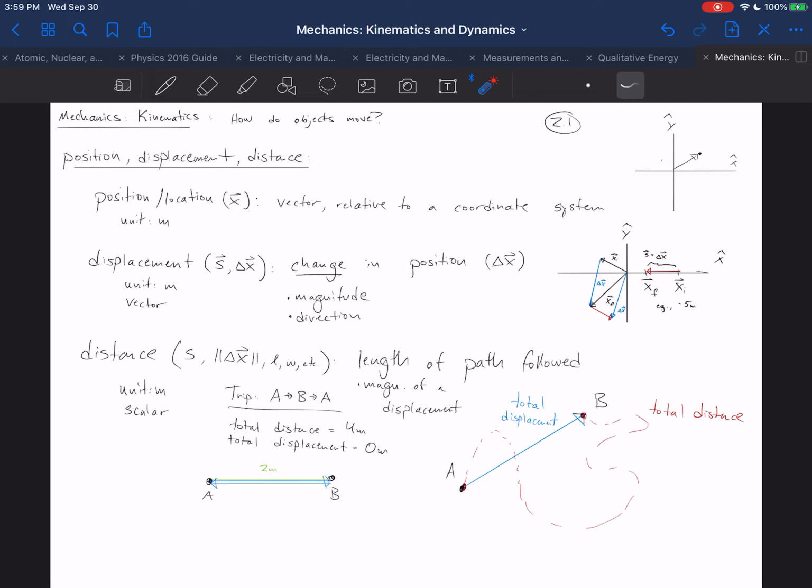The first thing to recognize is that position or location is the answer to the question, where are you? Whatever your answer is to that, in whatever space you're in, is your position or your location. And position or location, perhaps surprisingly, is a vector, and it's written usually with an x, although there are other variables that are used for position vectors occasionally. And it is a vector relative to a coordinate system.